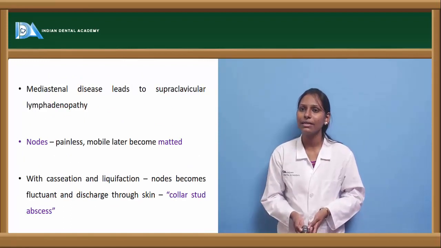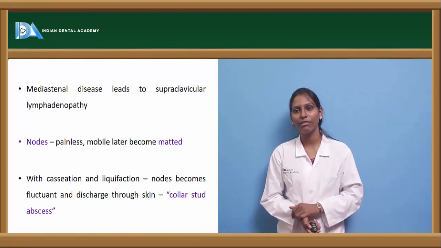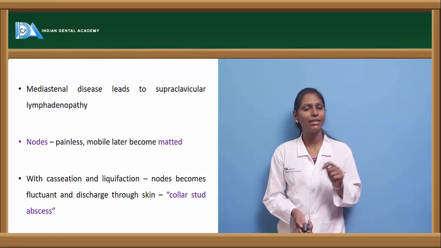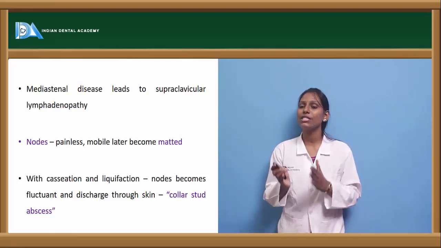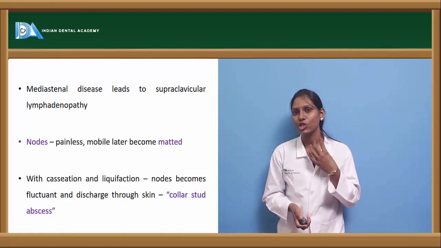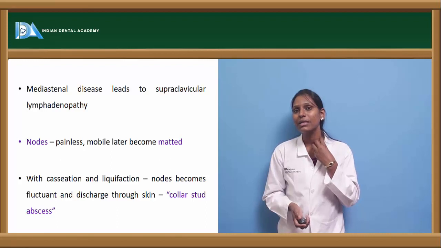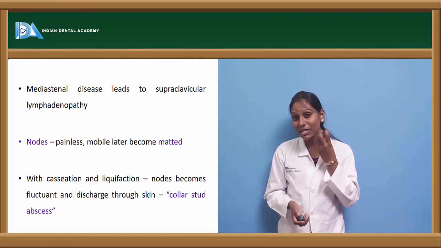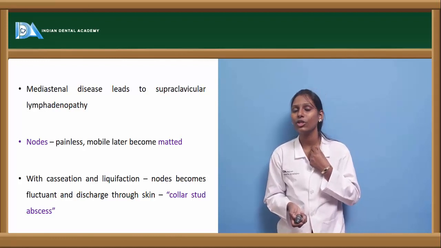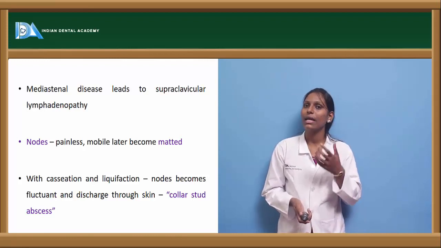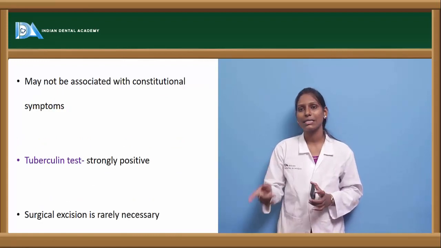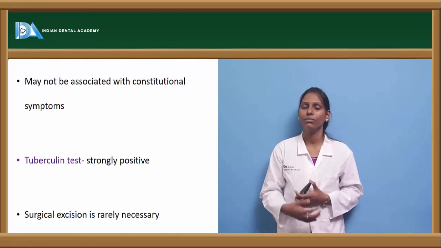Coming to mediastinal disease, which leads to supraclavicular lymphadenopathy, these nodes are usually painless, they are mobile, and later they become matted. With caseation and liquefaction, these nodes swell, become fluctuant and burst, and they discharge through the skin, giving rise to a collar stud abscess. This is one of the pathognomonic features of tuberculosis, and that is also extrapulmonary tuberculosis affecting lymph nodes.